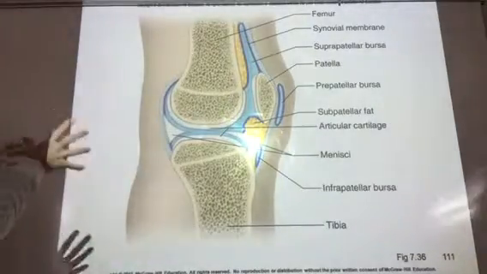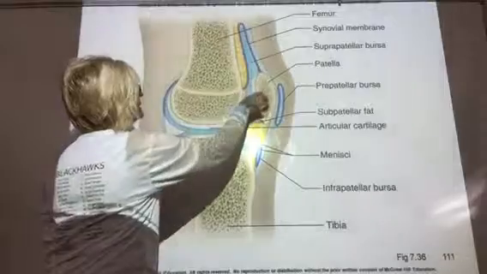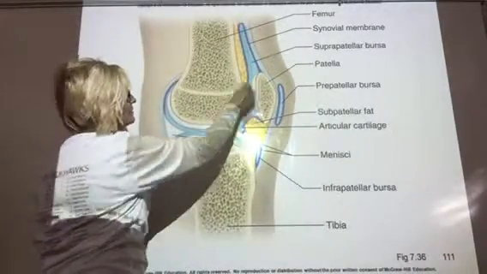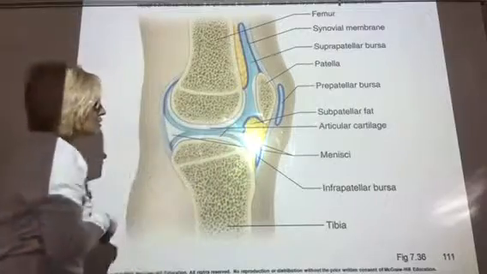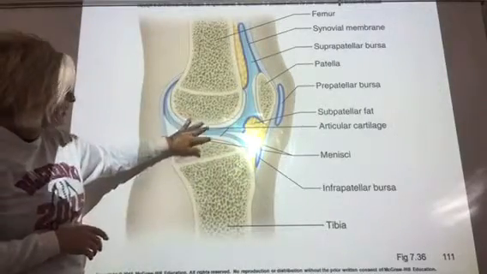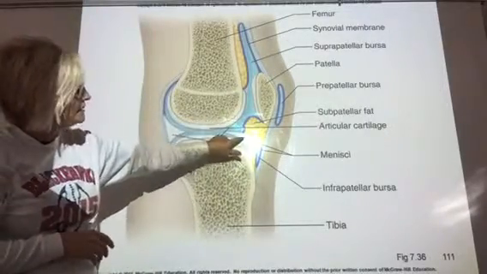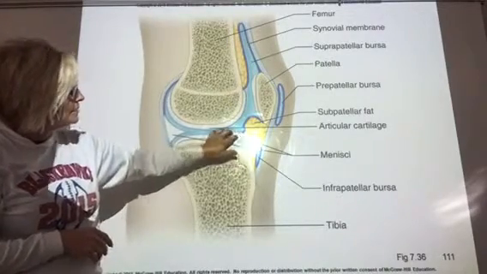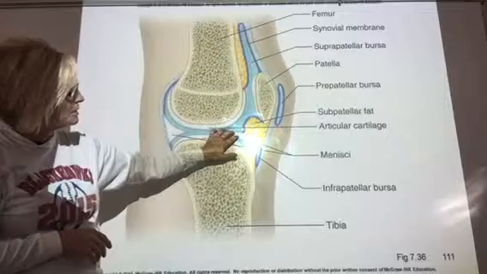So looking at a knee joint, here's your patella. It's held in place by these tendons. There is some fat for protection also. Here's my articular cartilage again, and then your meniscus sits right in this area in between your two bones.